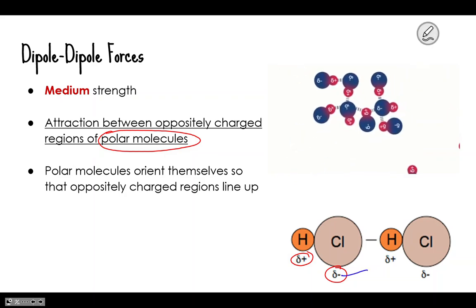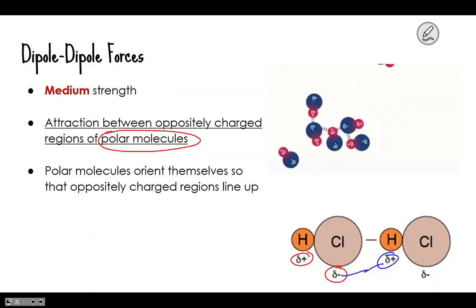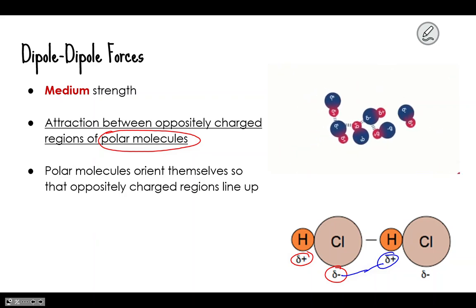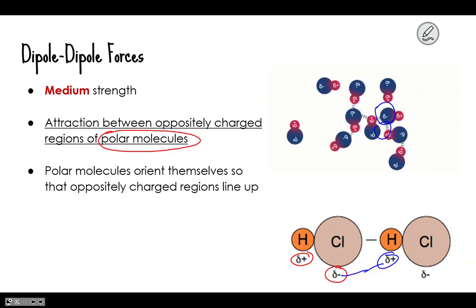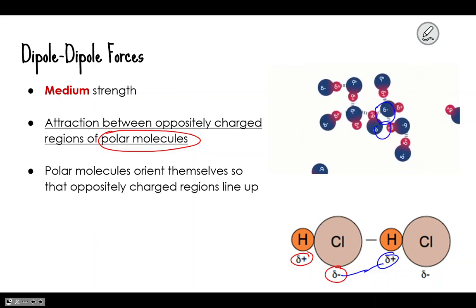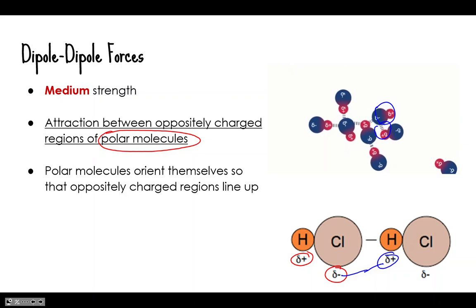This partial negative attracts the partial positive on the other molecule, and it kind of just extends as you go. You can see up here in our GIF that the partial positives and partial negatives are attracting. They're forming those dashed lines. They come in and out and can attach to one another. So they are considered medium strength.